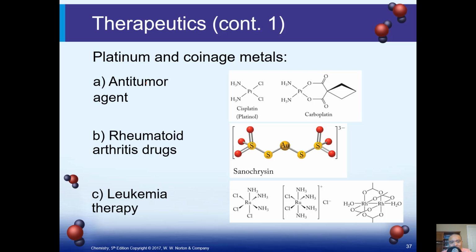To sum it up, transition metals have been widely used in the diagnostics and the therapeutics in the medicine area. You are not required to know all the details about how those compounds are used.